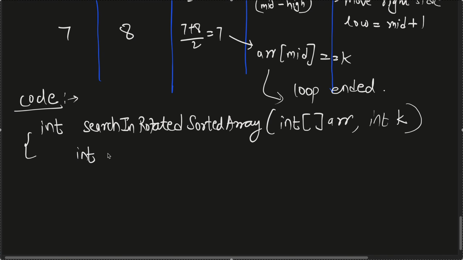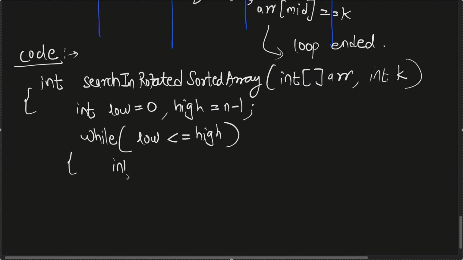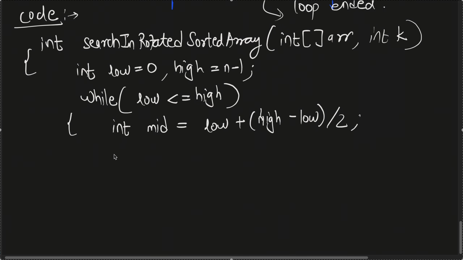Let's take two pointers. Integer low is equal to 0. Let's initialize the other pointer, high is equal to n minus 1. Now again, to apply binary search, we will write the same condition, low is less than or equal to high, right? We will now calculate the middle value. The formula to calculate the middle value is low plus (high minus low) by 2. So this is the formula to calculate the middle value.